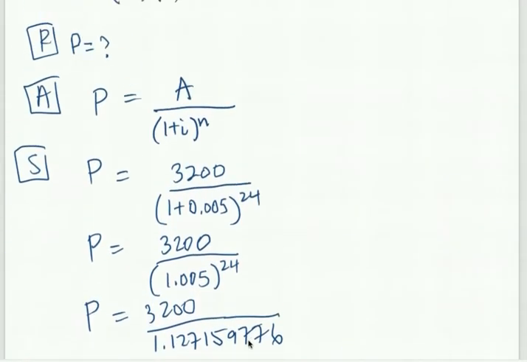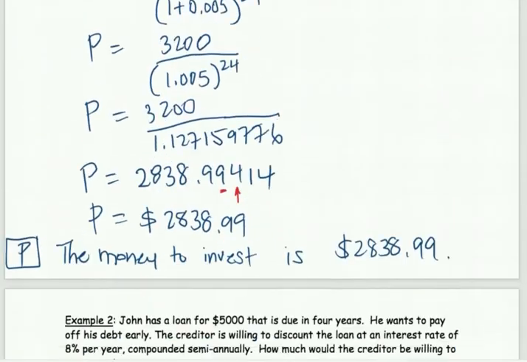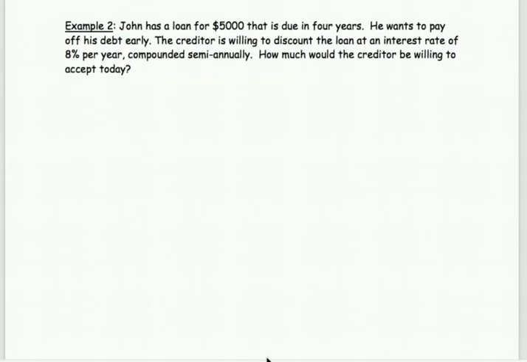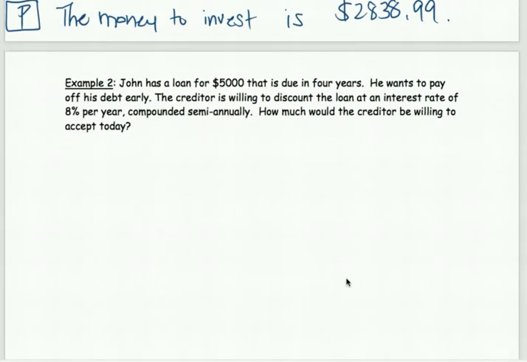So that was leaving money in the bank. So that was an investment. So this one is a loan. John has a loan for $5,000 that's due in 4 years. He wants to pay off his debt early. The creditor, whoever he's borrowing money from, is willing to discount the loan at an interest rate of 8% compounded semi-annually. So basically, he owes this creditor. Think of it as the bank. He owes them $5,000. He has to pay all of that back. It's due in 4 years.